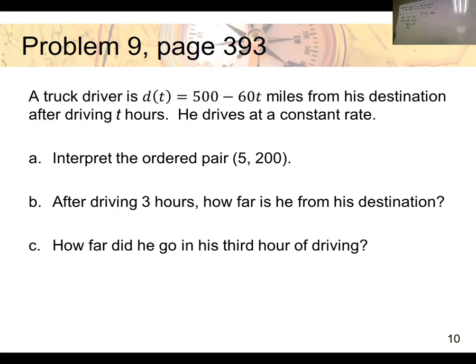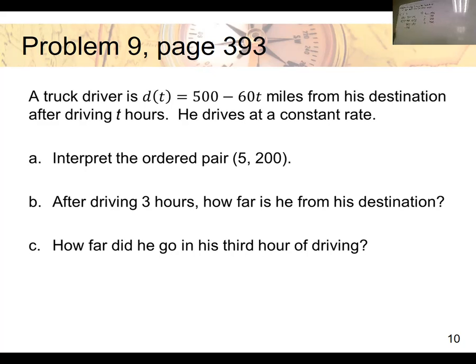Let's see, if he drove 1 hour, this would be 60 times 1, that's 60. 60 from 500 would be 540. And then 2 hours, 60 times 2, that's 120. 120 from 500 would be 380. And we did 3, which was 320.